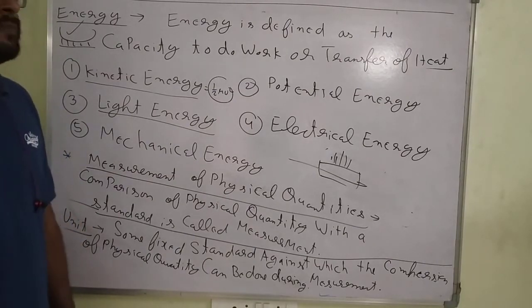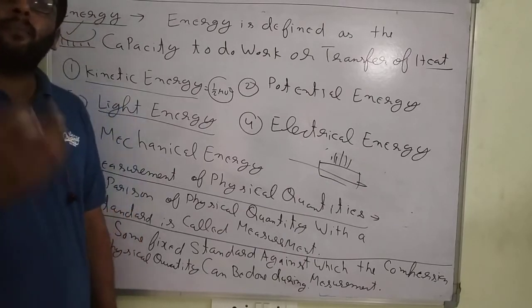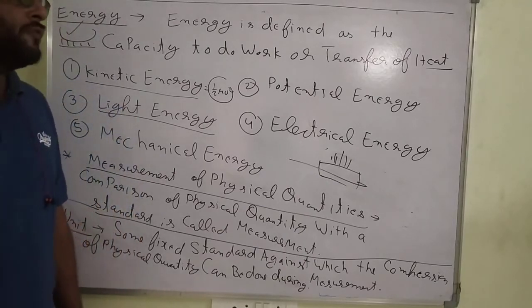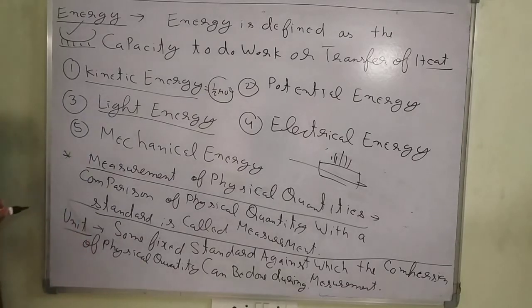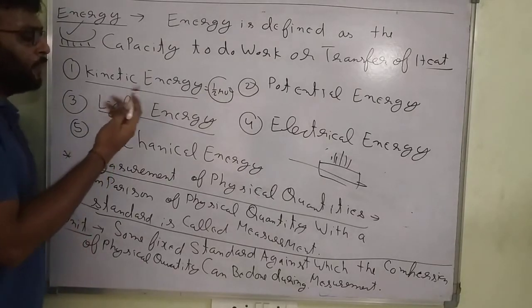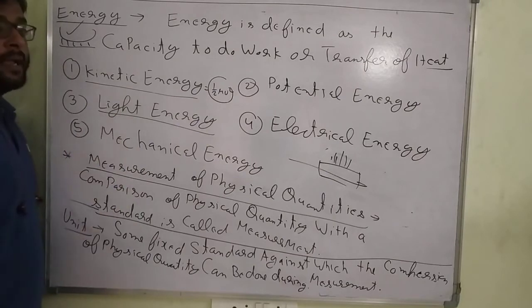In the old time, energy was produced in that way. There are also nuclear energy, vibrational energy, and lots of other energies. These are some basic energies which I explained to you: kinetic, potential, light, electrical, and mechanical.